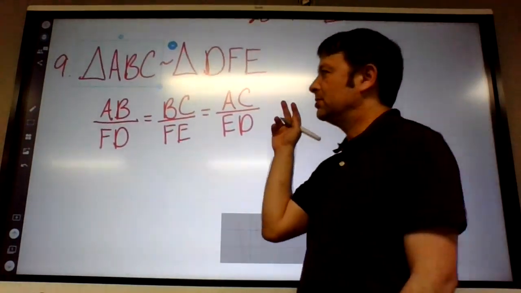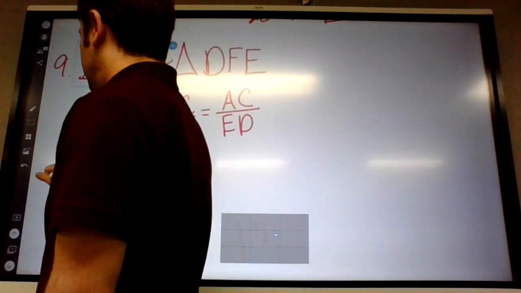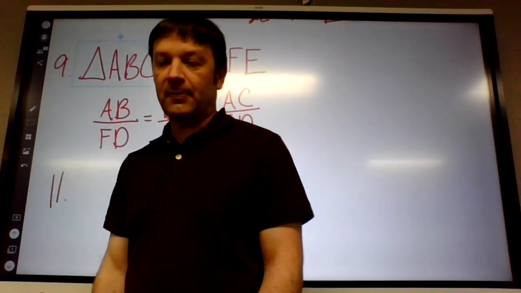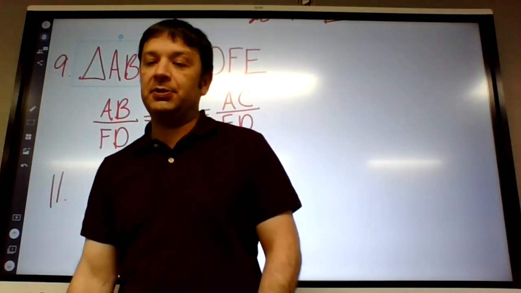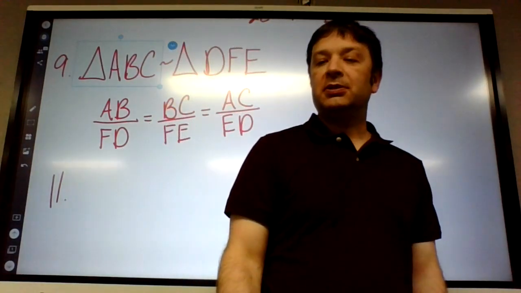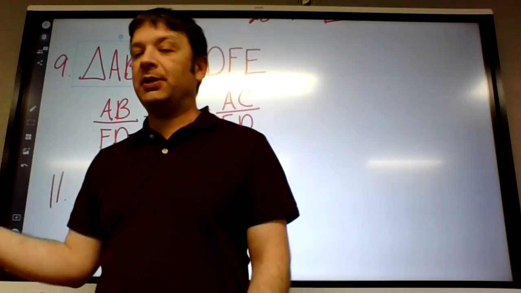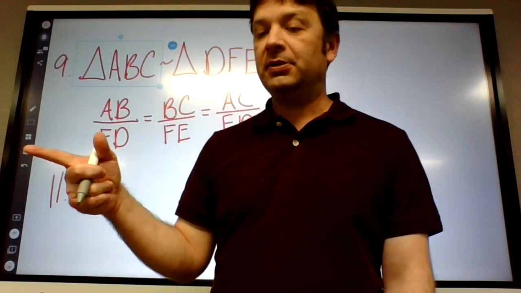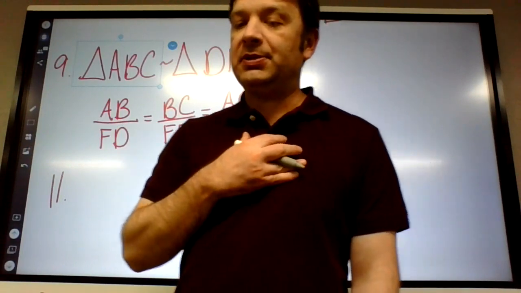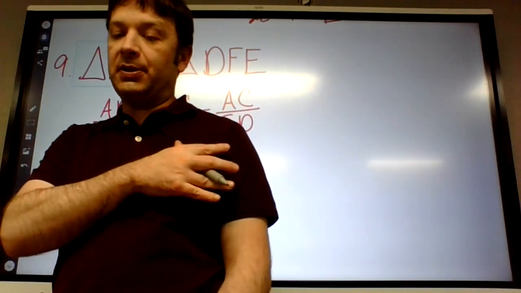Okay? Number 11, find the similarity ratio of the red polygon to the similar black polygon. The order matters because they said red to black, so the red one needs to come first. So how would we find the similarity ratio from red to black?